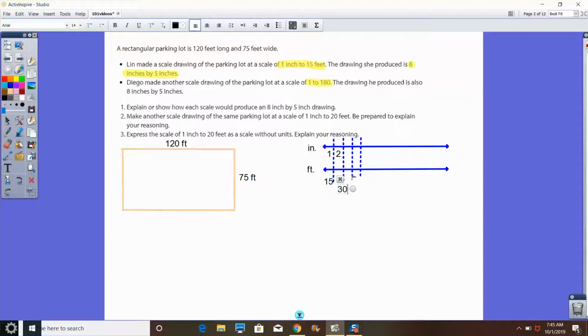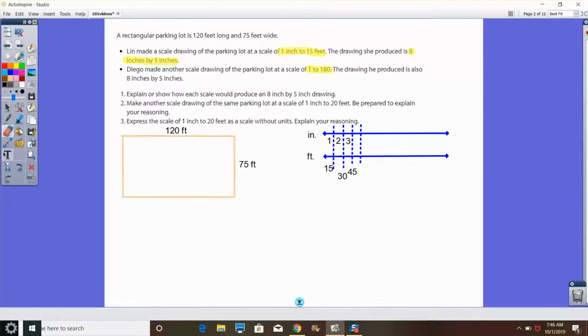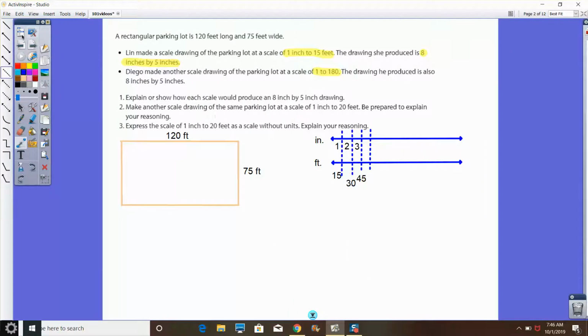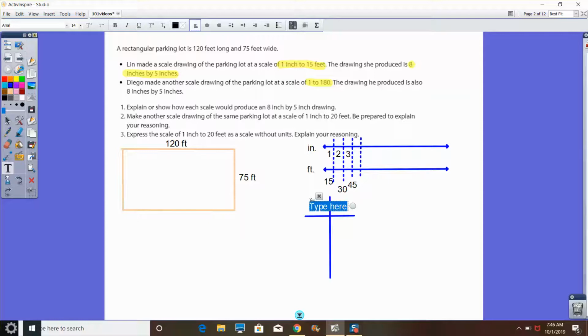So every time I go another interval on the second number line, I'm getting 15 more feet, right? So if for some reason I was looking at a distance of 45 feet on an actual drawing, on my scale that would correspond to 3 inches. And if I keep doing that, I would make a double number line. I also could make what's called a ratio table. So I'm going to draw this out here just to show you how I could illustrate this. Let's make a T-table. It's a little ratio table. My inches will be on the left, and my feet will be on the right.